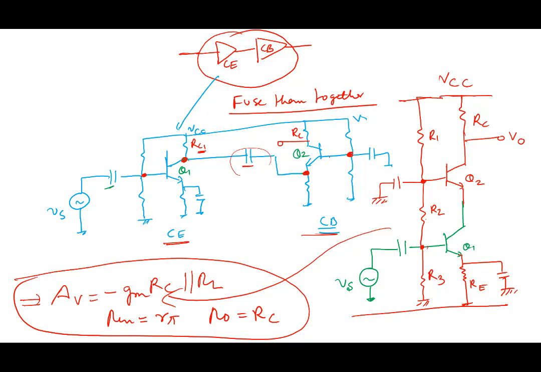Minus gm (RC parallel RL), Rin equal to r pi. Rin is nothing but looking from here. Ro equal to RC, exactly the same thing. But its advantage is that it doesn't suffer from the Miller effect. It will give you a higher bandwidth. So this is what we call the cascode amplifier.